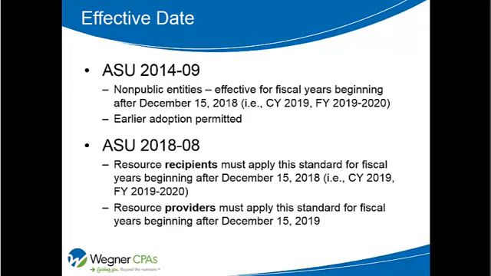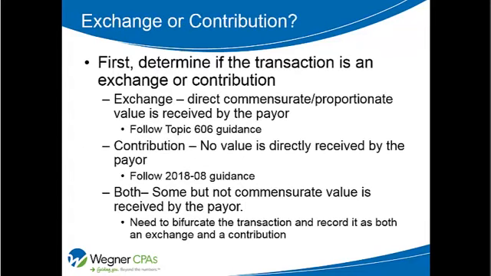The FASB has given an extra year for resource providers. So if you're the one giving resources to an entity, you are given an additional year. So these would be fiscal years beginning after December 15th, 2019, which would be our calendar year 2020, so December 31st, 2020, or fiscal years ending in 2021. So again, just depending on if you're a resource recipient or a resource provider, determines when you have to implement ASU 2018-08.